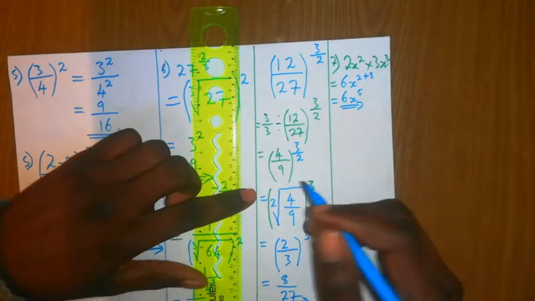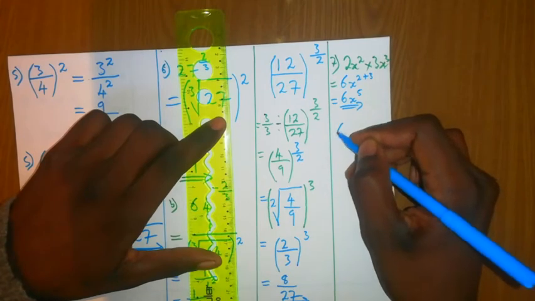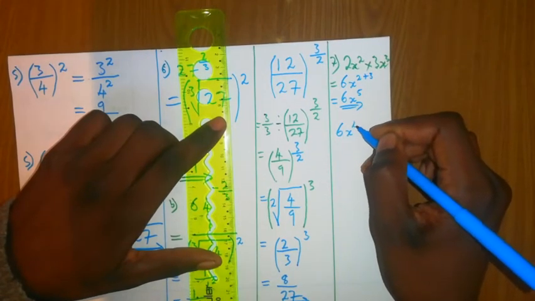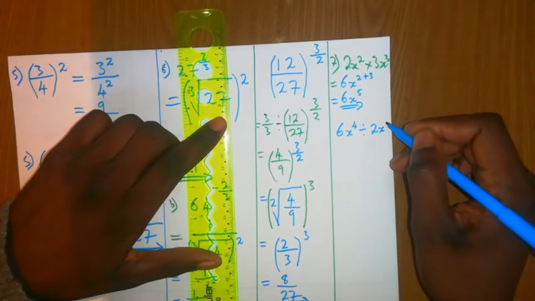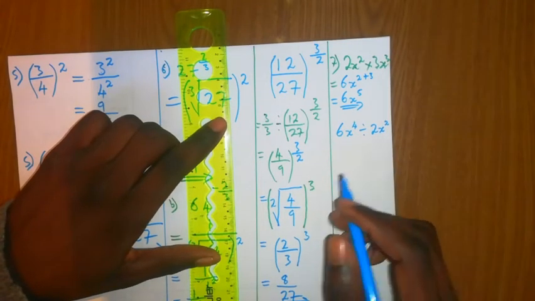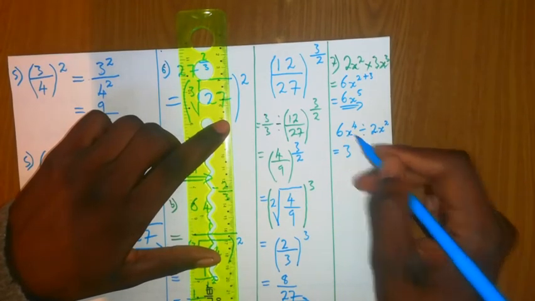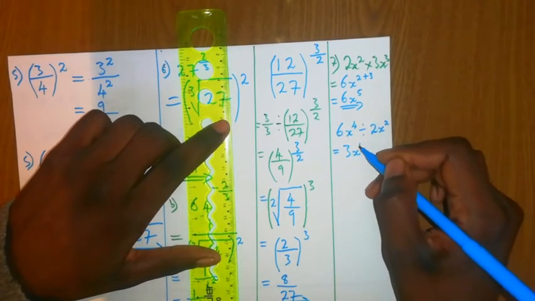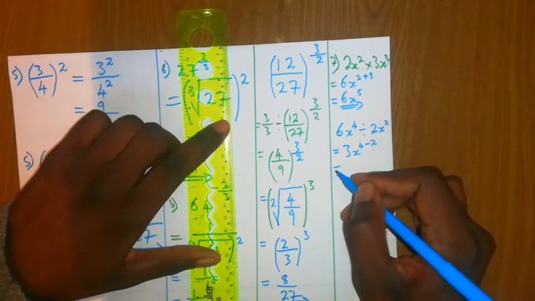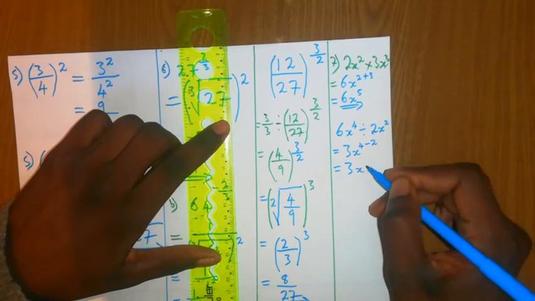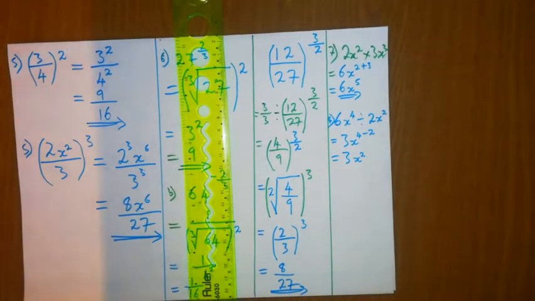The same applies when I'm dividing. You might find a question saying 6x to the power 4 divided by 2x to the power 2. So I'm going to say it's equal to 6 divided by 2, that's a 3. Then I'll take only 1 x and apply my laws of indices. If I'm dividing, I separate. So it's now 4 minus 2. So it's equal to 3x to the power 2. So that is the end of our laws of indices.